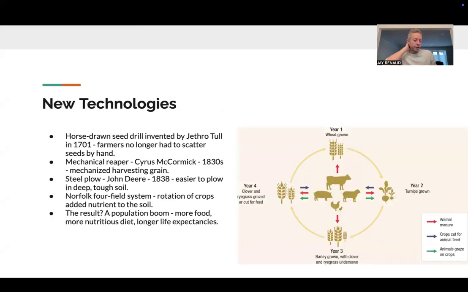New technologies, I don't think it's super important to know specifically some of the new technologies. Just know that there were new technologies that made farming more efficient. And when farming is more efficient, we can produce more food. And if we can produce more food and have surpluses, not as many people are needed to work. And so people are going to go out and find jobs elsewhere.